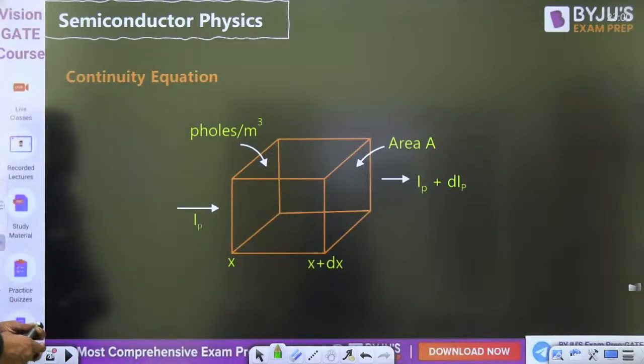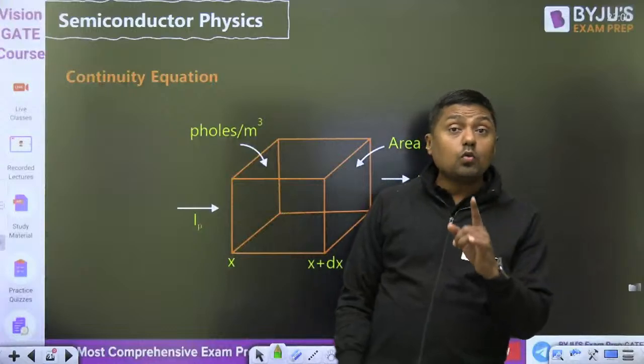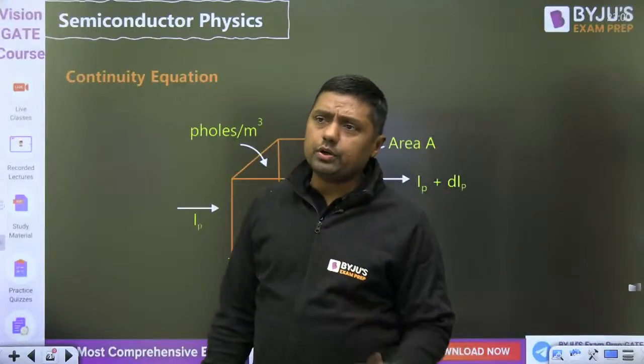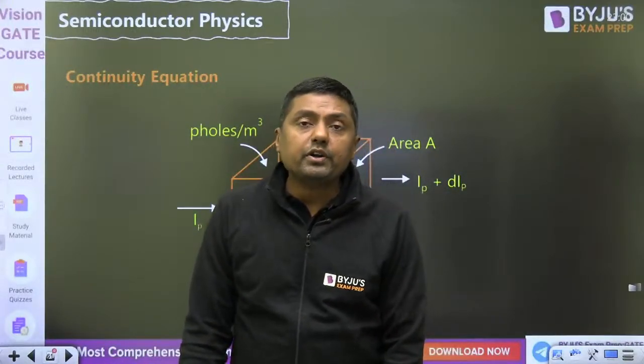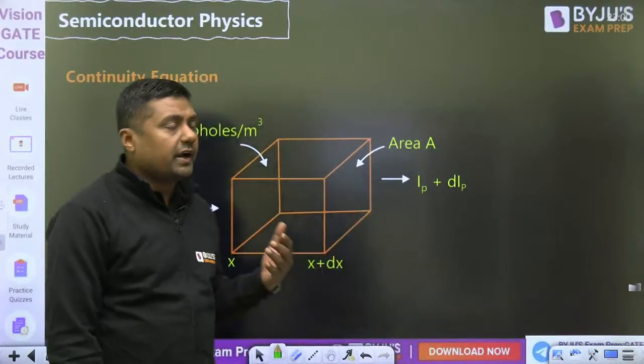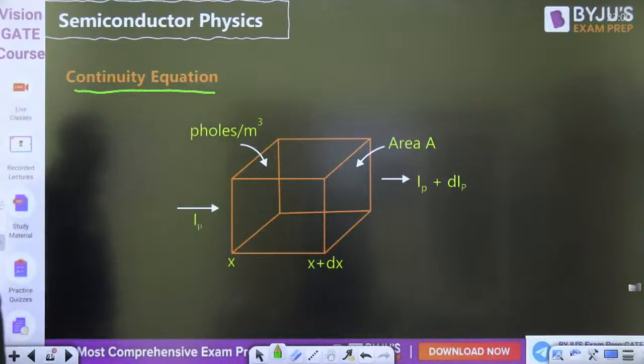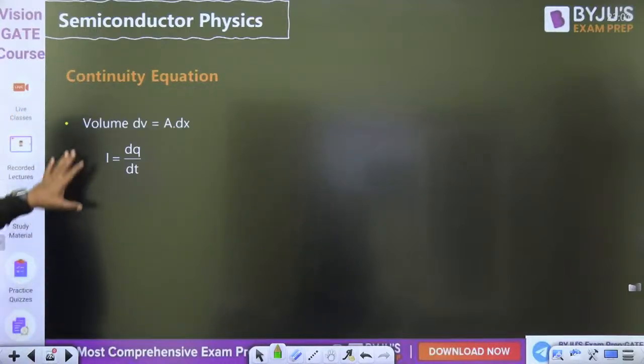Continuity equation means it is based on the law of conservation of what? Charge. I have solved one question in 2021 or 2022. We have a very important question on that continuity. The solution is already available on YouTube. You can go through that. That is based on what? Continuity equation.